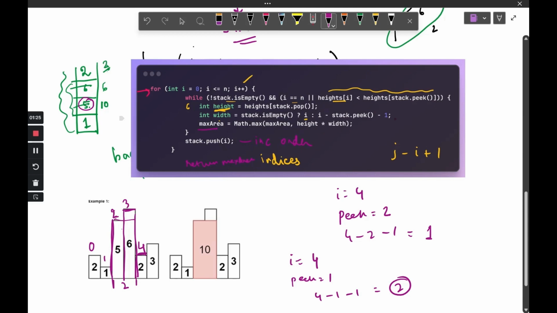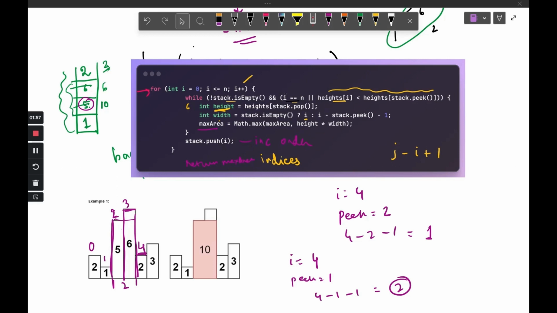So the number of lines of code is very few. It's just how many? Hardly 6 lines of code. But the logic here is being derived from what we have done in the brute force. Okay, one more thing I missed out is, if the stack is not empty, why are we doing this check? Because if the stack is empty, obviously I cannot pop. That is something which I have to check.